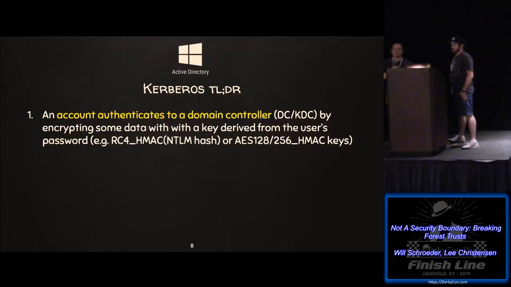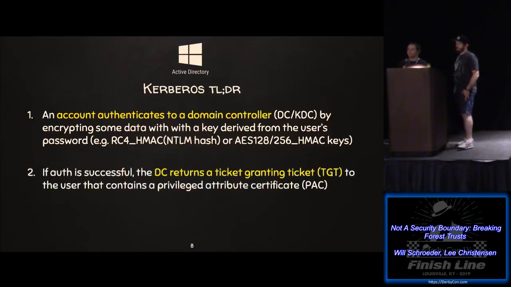When you log onto a computer, the very first thing you do is take a timestamp and encrypt it with a hash that's associated with your password. You send that timestamp to the domain controller and it validates that it was encrypted with your password. Assuming the timestamp was correctly encrypted, the domain controller returns what's called a ticket granting ticket. Once you have this ticket, this proves that you've been authenticated within the domain.